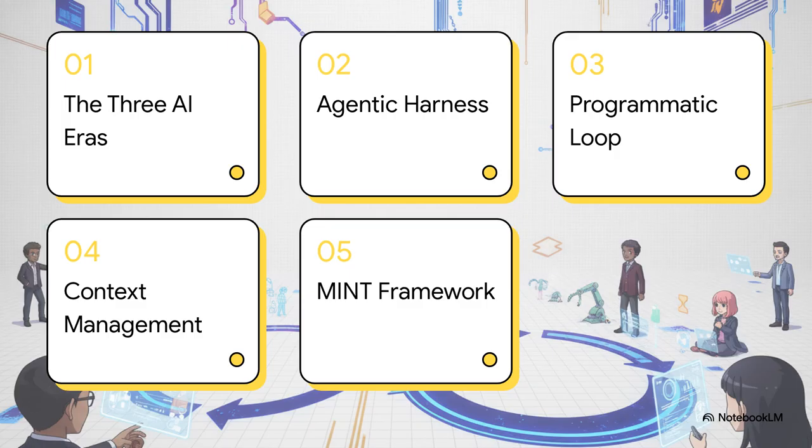Here's what we're covering in today's explainer. First, the 3 AI eras. Second, we'll meet the Agentic Harness. Third, we'll dive inside the programmatic loop. Fourth, we'll talk context and verification. And finally, the Mint framework approach.